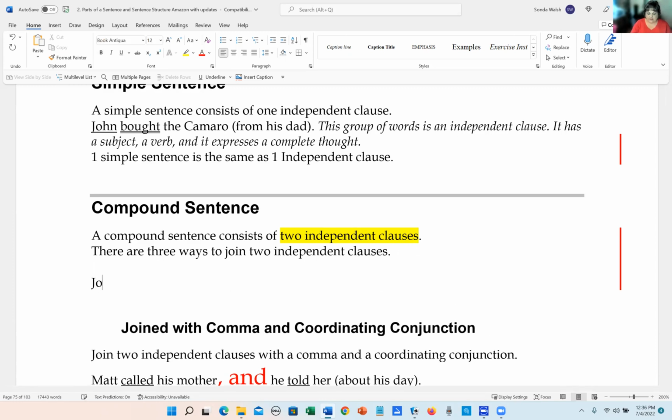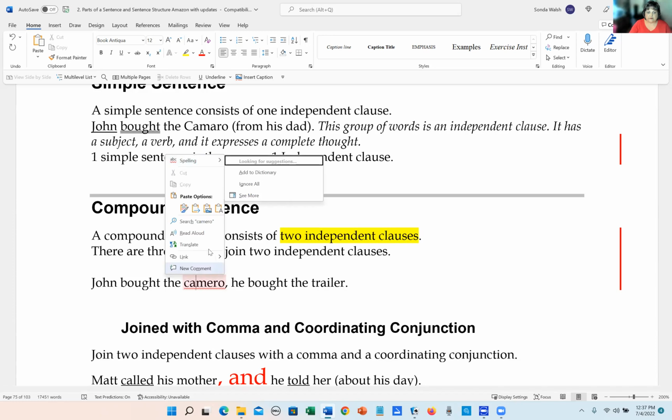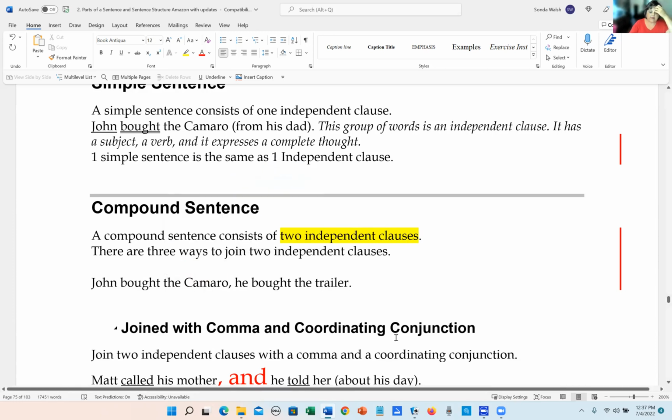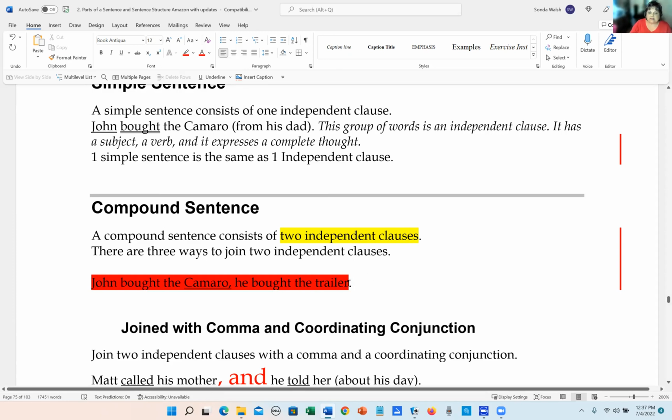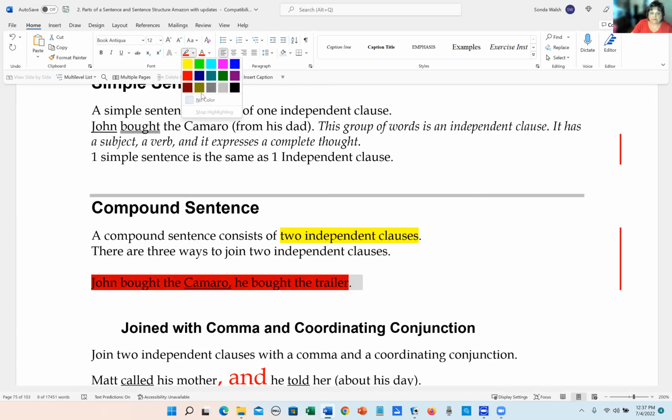For example, you wouldn't say, let me see if I can get my cursor here, and I'll show you what is wrong. You don't say John bought the Camaro, he bought the trailer. Yeah, I know it needs to be capitalized. Okay, this is completely wrong. You don't ever do that. Can you tell what I've done wrong? Well, the problem isn't that I have two independent clauses, because that is a compound sentence. The problem is right here, the way I've joined those two independent clauses. You have to join them correctly in order for them to be correct.